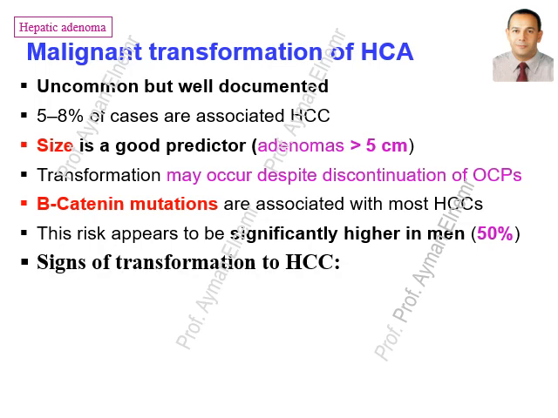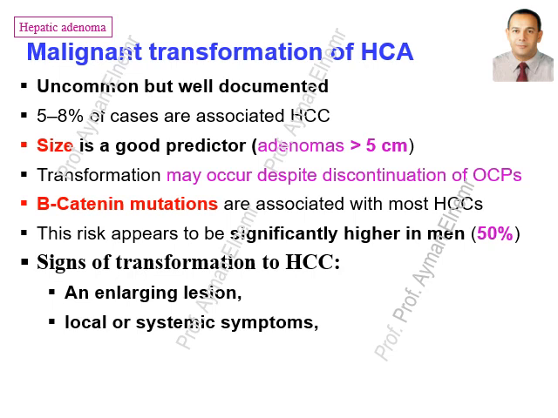Beta-catenin mutations are associated with most hepatocellular carcinoma. The risk of malignant transformation appears to be significantly higher in men, regardless of beta-catenin mutations. It may reach up to 50%. The signs of transformation are an enlarging lesion, local or systemic symptoms, progressive abnormalities in liver chemistries, and rising blood levels of alpha-fetoprotein.